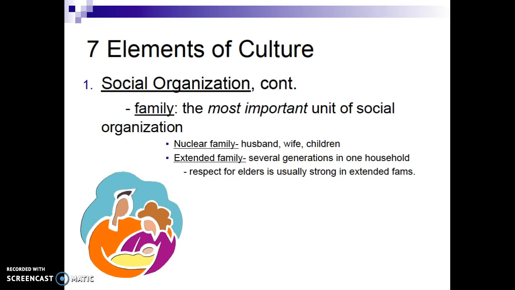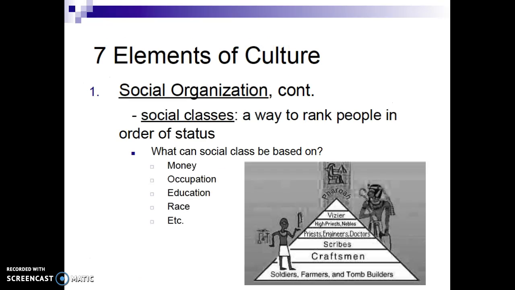make up one's family. The next part of social organization are the classes, the way we rank people. Think about in our society today how we rank people based on your education, money, occupation, race, and there's many other different categories in which ways that we rank people.